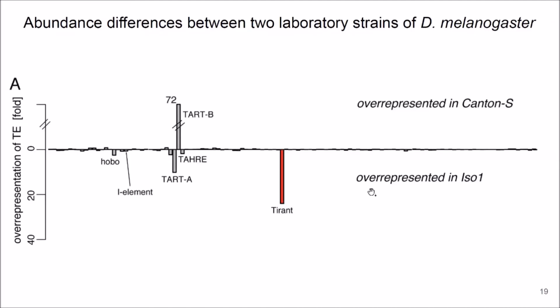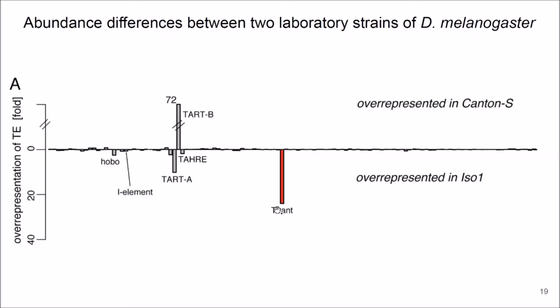So everything on this side is more in ISO1 and everything on this side is more in Canton S. So we see a couple of different transposable elements that have strong abundance differences, for example, hobo, which is expected. The P element is not here because it's not present in either of the 2 strains. What you can see here, the elements tart B, tart A, and tare, those are telomeric elements, so they are partially domesticated in Drosophila, which means that these abundance differences likely do not really correspond to natural dynamics of TEs, because they're relevant for fitness of the host organisms.